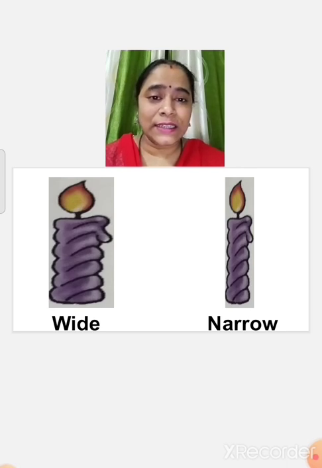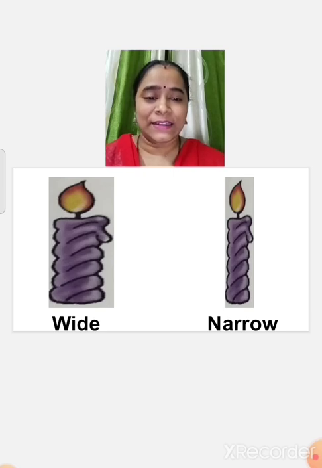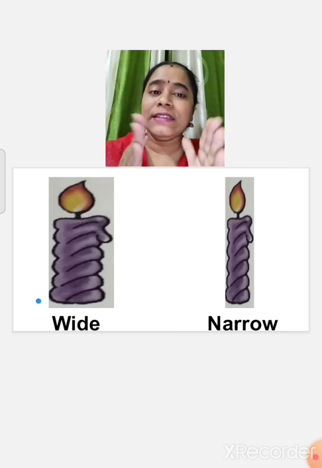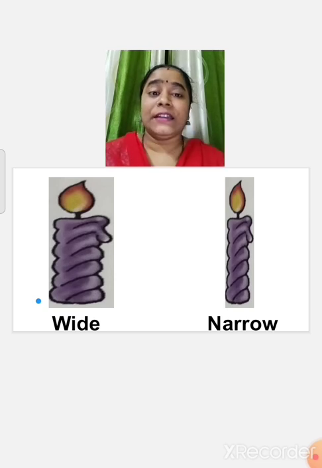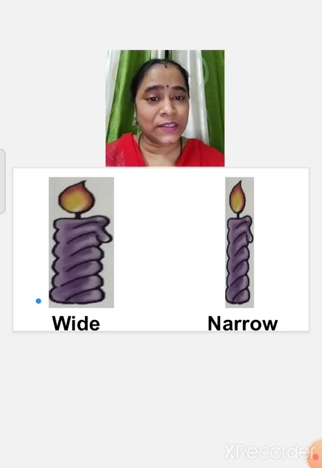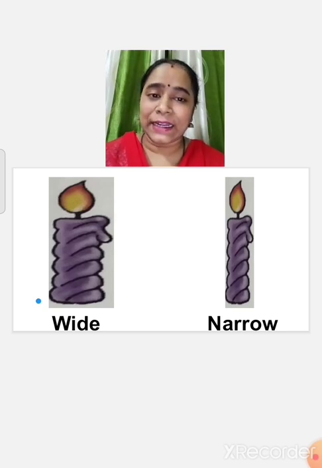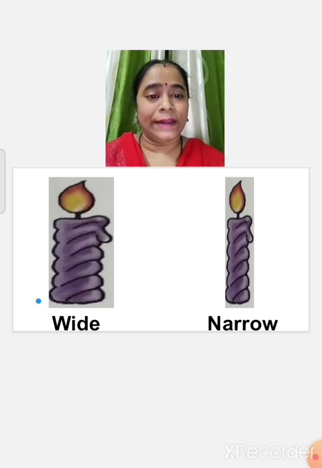What are these? Candles. Yes, candles. This candle is wide. It is broad. The sides are not closer to each other. So this candle is wide.